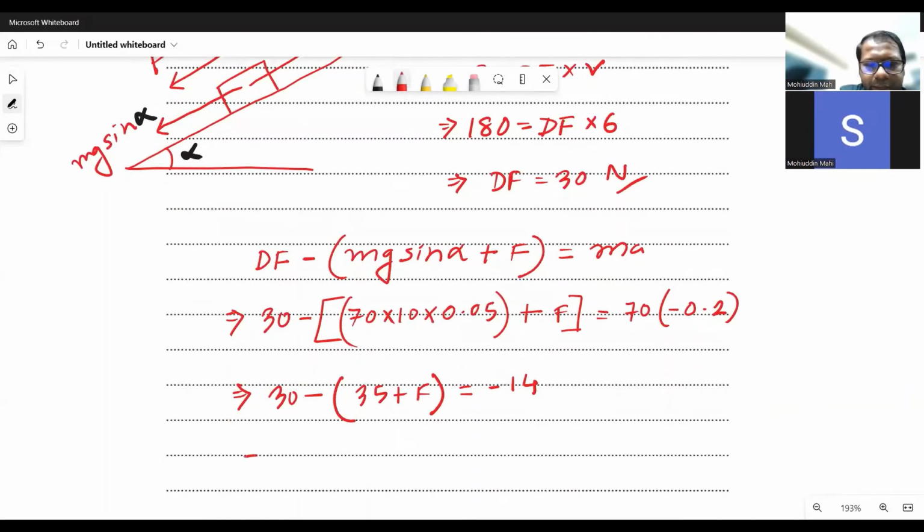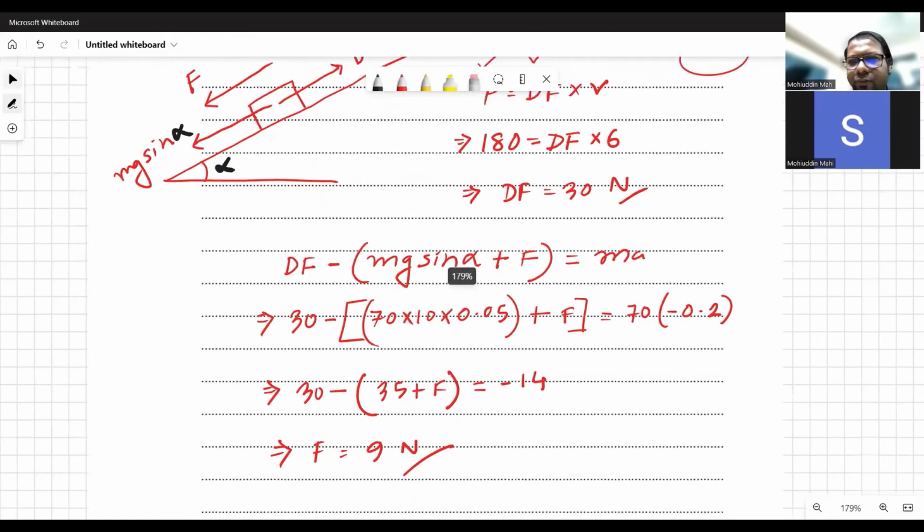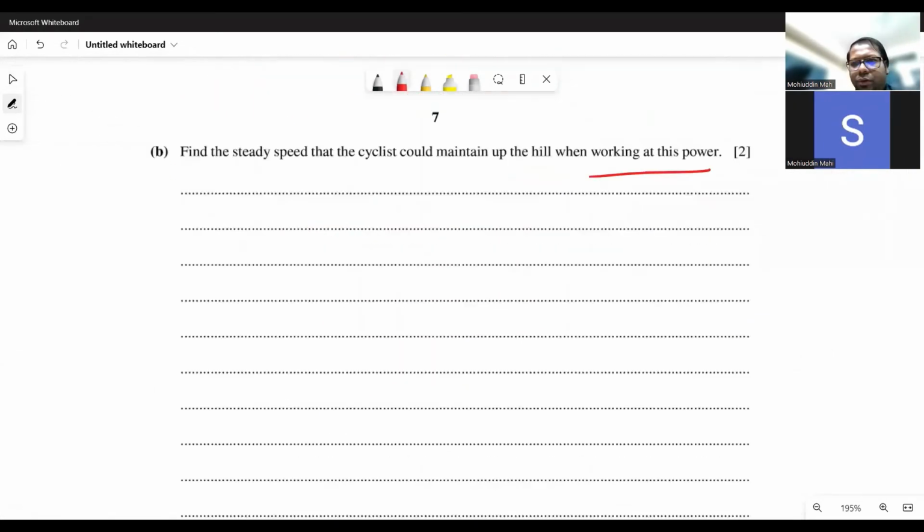Now from here, make F the subject. If you do the calculation, the value of F is going to be 9 Newton. So that's the resistive force. I think you have understood, it's not that difficult. Now in question B, find the steady speed that the cyclist could maintain up the hill when working at this power. So when it is working at that power, what can be the corresponding steady speed that the cyclist could maintain?